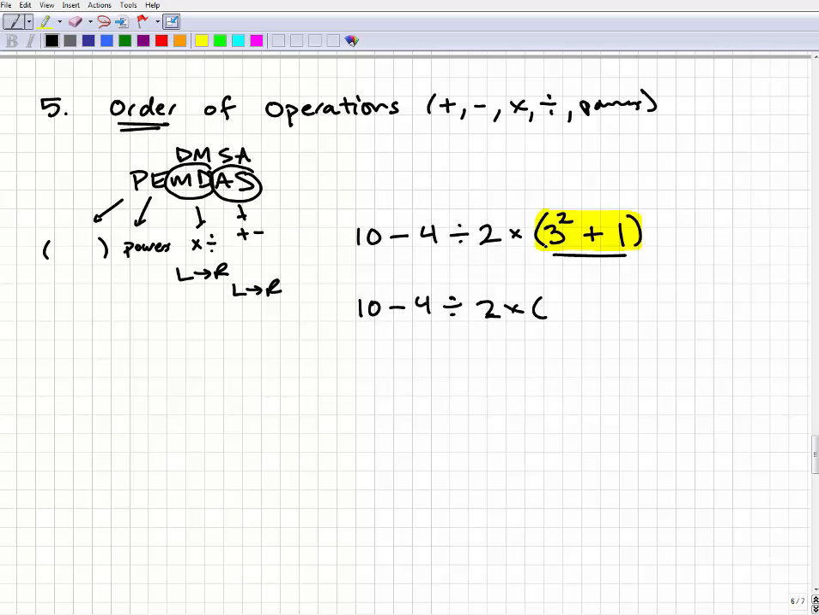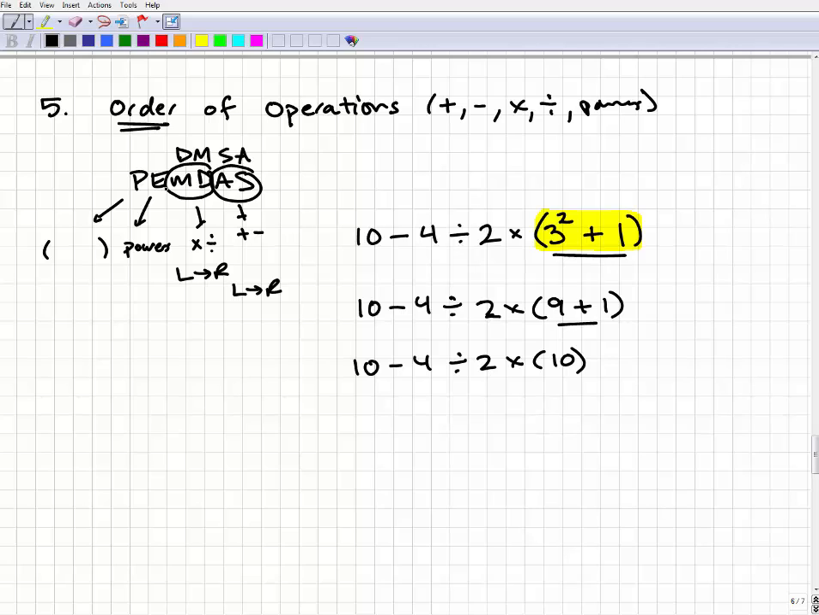Okay, so 3 squared is 9, right? That's 3 times 3. So that's 9 plus 1. But I'm not done yet inside the parentheses. The only thing left for me to do is add, and then I'll be done with all my work inside the parentheses. So let's go and do that again: 10 minus 4 divided by 2 times 10. Okay, now I'm done with the parentheses and I'm done with powers. All that's left for me to do is multiplication and division.